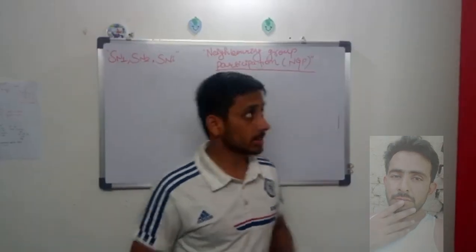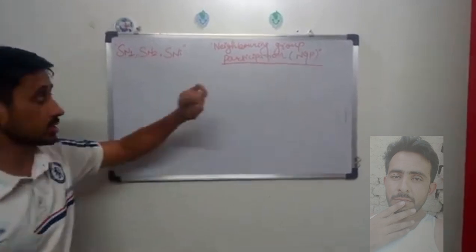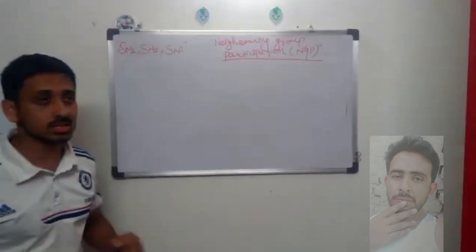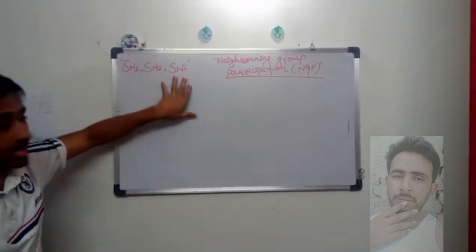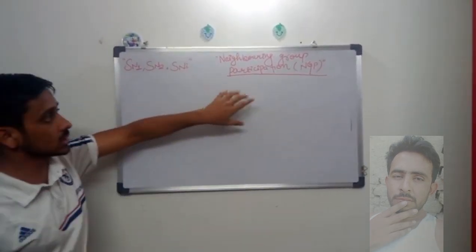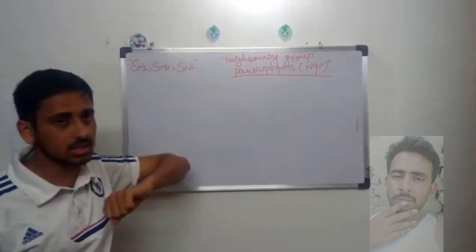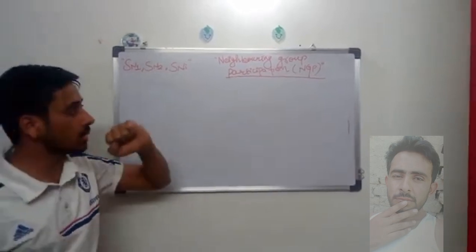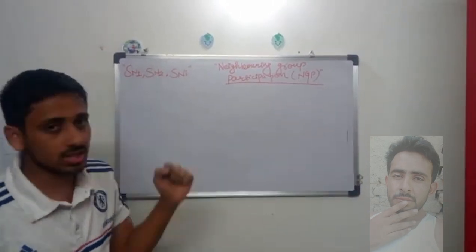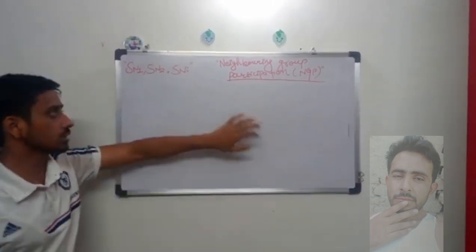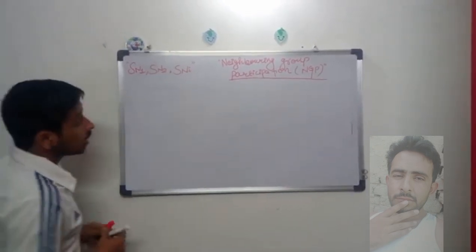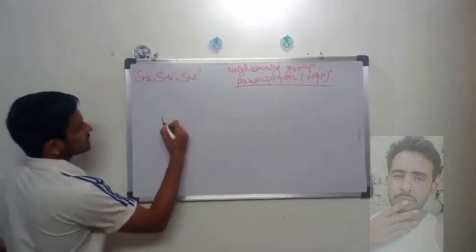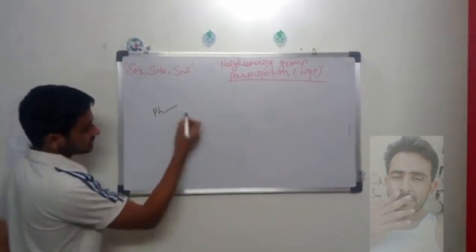Now coming to my topic, which is neighboring group participation. So we all have heard about SN1, SN2 and SNi reactions. These are substitution reactions. So NGP is also a type of substitution reaction in which a neighboring element participates in the reaction to give the product. So here the reactivity will be very different. So how will it participate? Generally we will just have an idea, then we will discuss some examples.